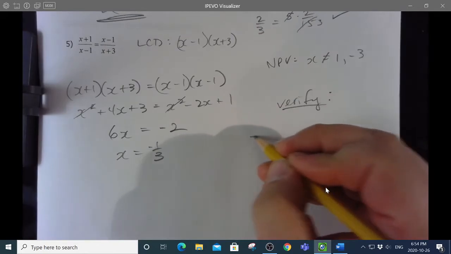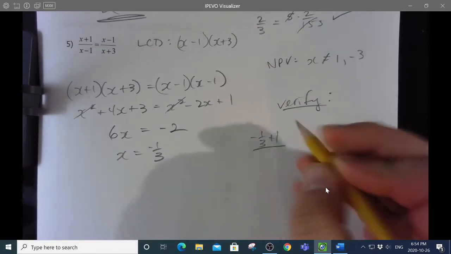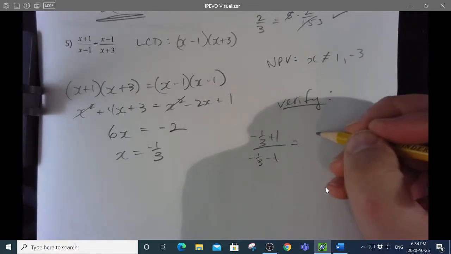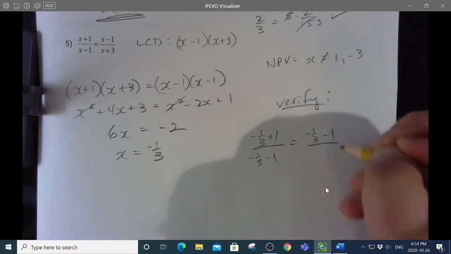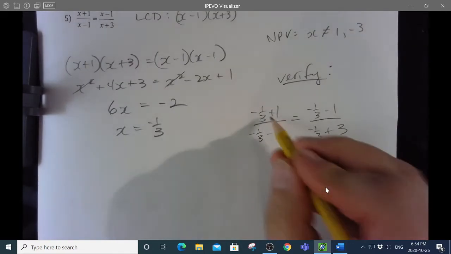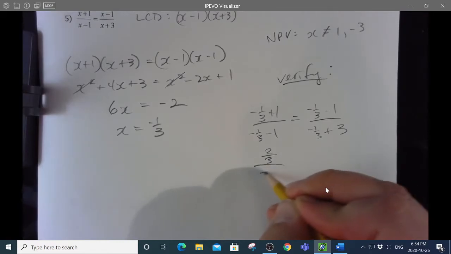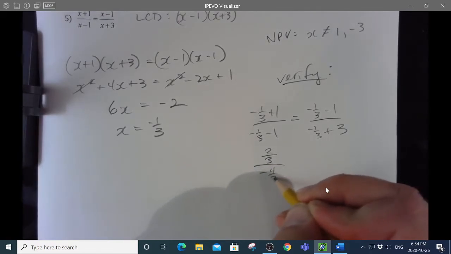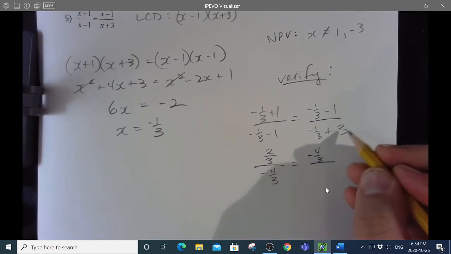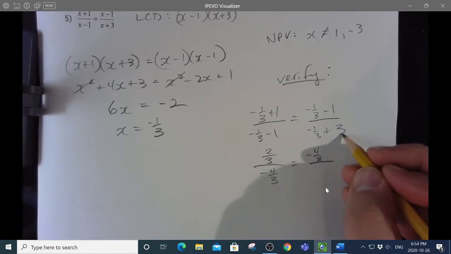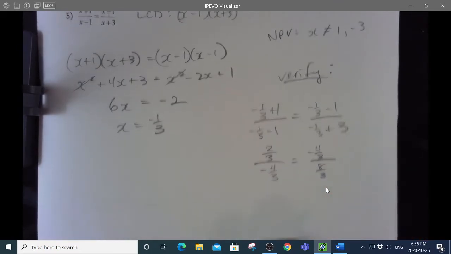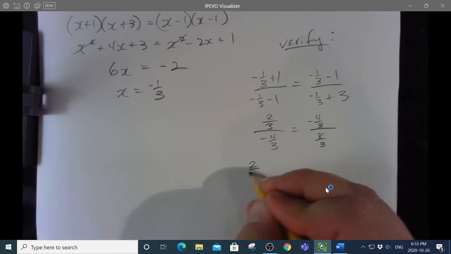So that's negative 1/3 plus 1 over negative 1/3 minus 1 has to equal negative 1/3 minus 1 over negative 1/3 plus 3. Okay, so that's 2/3 over negative 4/3. And this side is negative 4/3 over, let's see, 3 is 9/3. So 9/3 minus 1/3 is 8/3.